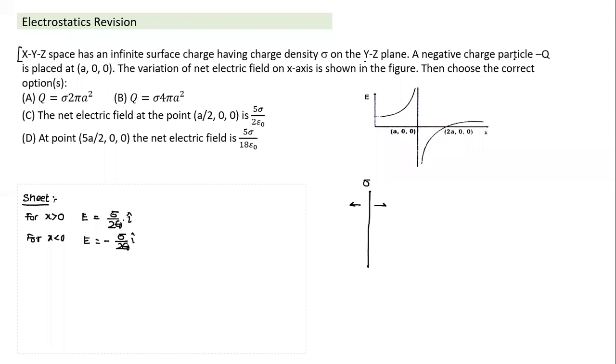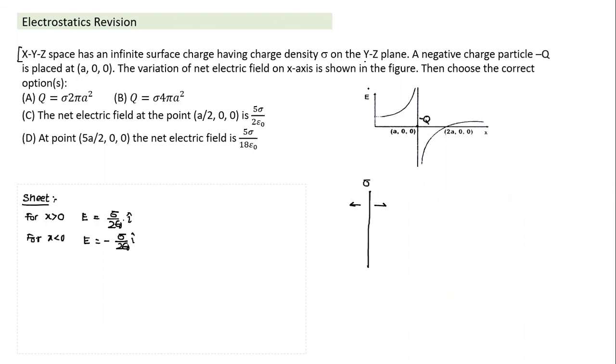And there's a negative point charge, minus q, placed at A, 0, 0. So along the x-axis, there's another charged particle also placed here. The variation of electric field on the x-axis is given. On the x-axis, this is how the field is. This is how the variation of field is given. Based on this, where is charge q placed? Charge q is placed at this point. This is charge minus q here.